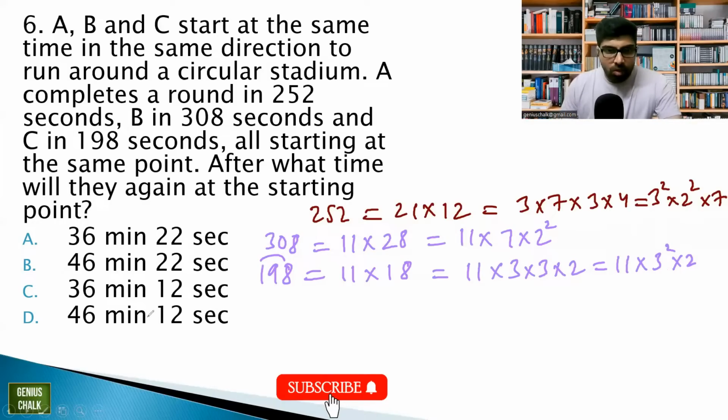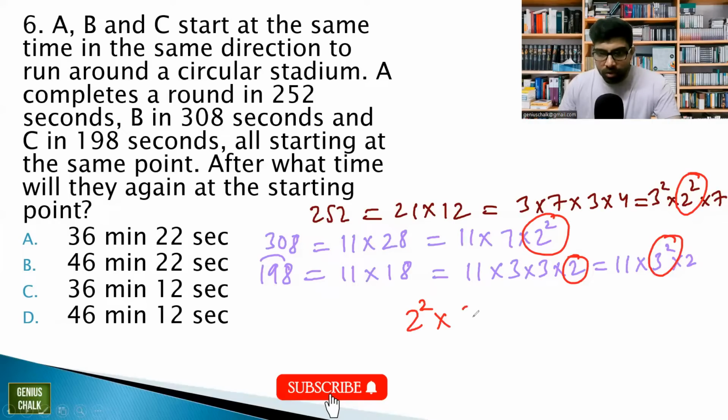Right. Now, what is the common point? The common point has to be found like this. What is the highest power of 2 available? We can see that it's 2 square only. So 2 square. What is the highest power of 3? This is 3 square. Highest power of 7, this is 7 only. Highest power of 11, it is 11 only.